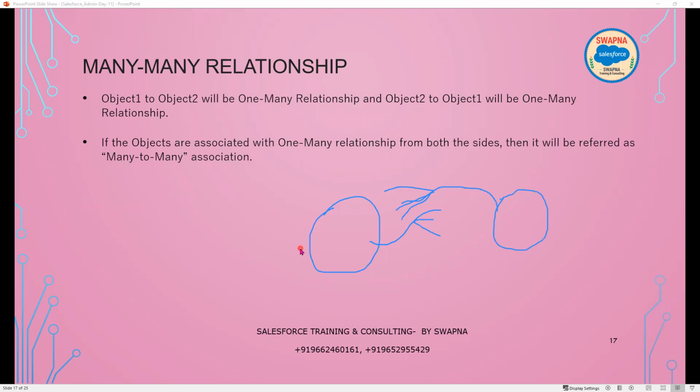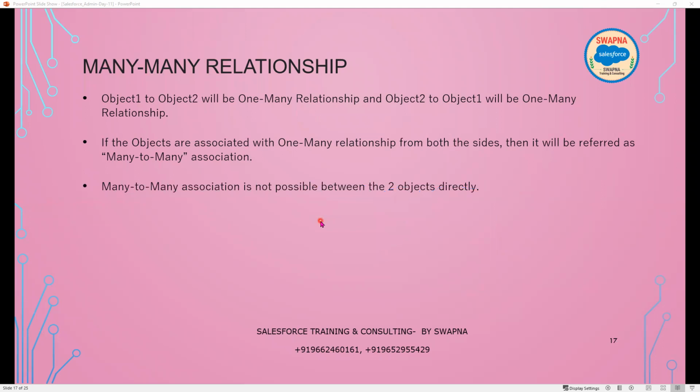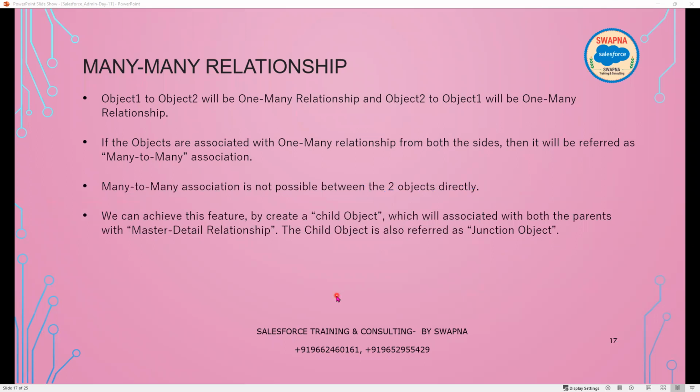We can achieve this feature by creating a child object. Many to many is not possible directly between two objects. So in between, we need to create a child object, which allows both the parents to connect to each other. With the help of the child object, we can create a junction object. A junction object is nothing but a child object which is associated with both the parents.